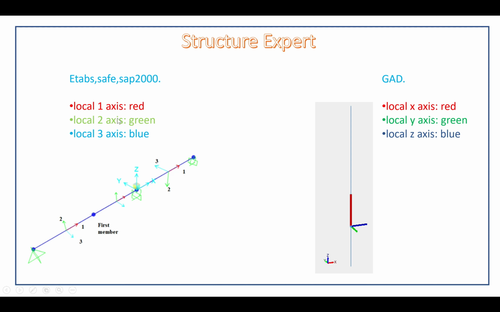And for ETABS, SAFE or SAP, they do not choose local axis X, Y or Z, but they use 1, 2, and 3. So you can check that local axis 1 is along the member. It is along the member, so along the pile is local axis 1, and then local axis 2 and local axis 3 are the other two directions.